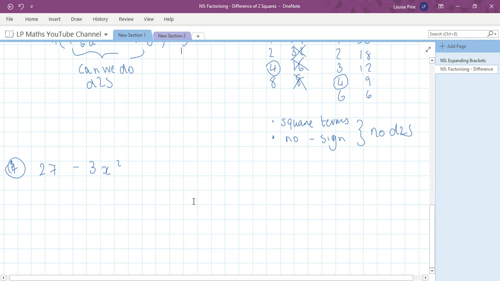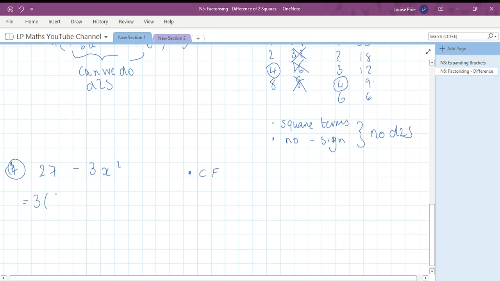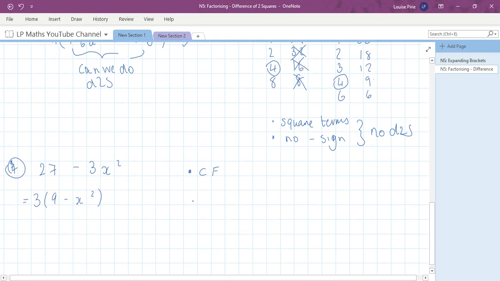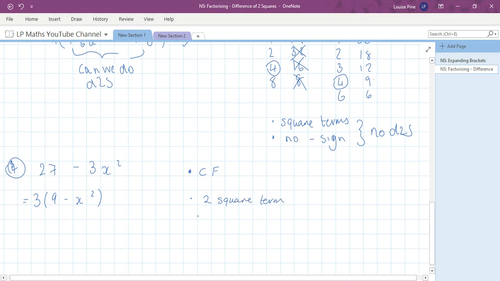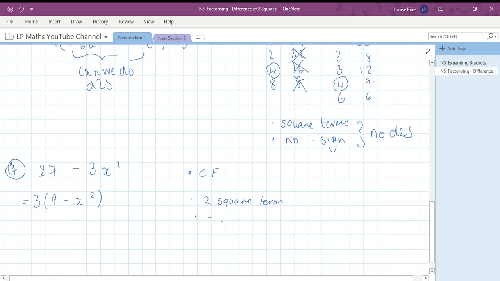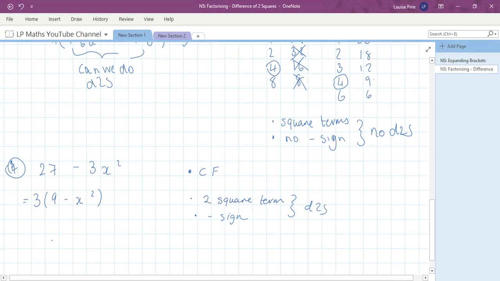Got another example. Is there a common factor here? There is a common factor here. That common factor is 3. And then we have 9 minus x squared. Can I do difference of two squares on the bracket? Do I have two square terms? I do have two square terms. 9 is a square number. And do I have a minus sign? I do have a minus sign. So therefore, we can do d2s in that bracket.